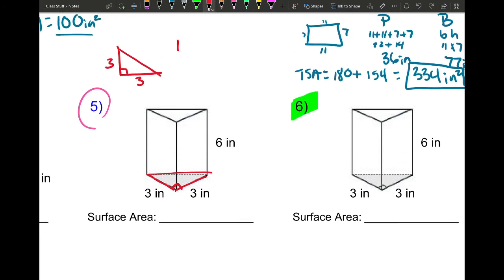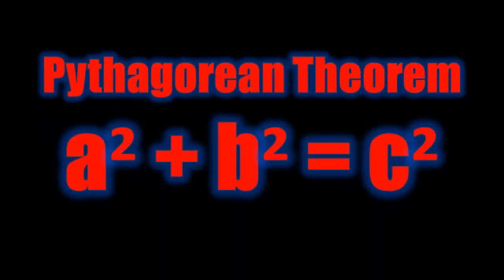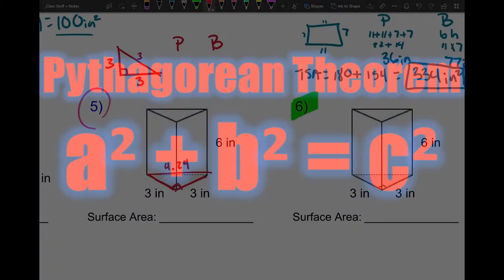So again, we're gonna find P and B. The perimeter is going to be what? Well, we're gonna assume this is 3. We're gonna assume that one is 3 because it's not given to you. But let's see. 3 squared, 9 plus 9, square root. It's actually 4.24. This length right here is 4.24. And this is what I was telling you about using the Pythagorean theorem.